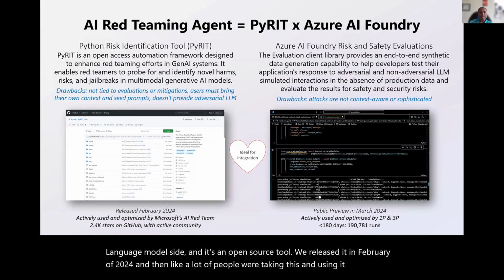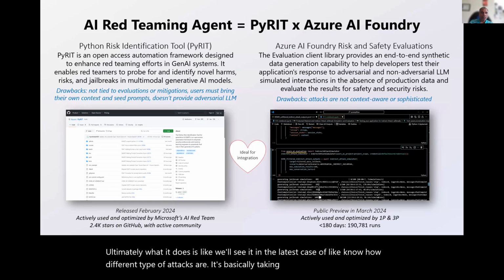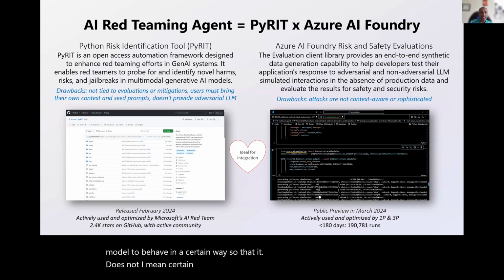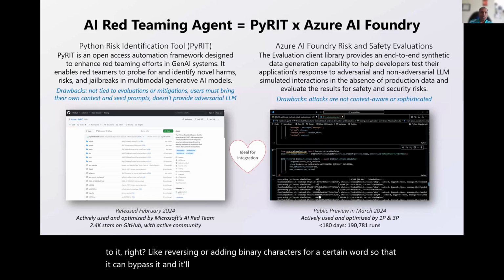Ultimately, what it does, we'll see in the latest case of how different types of attacks work. It's basically taking something and asking the model to behave in a certain way so that it starts responding to things it shouldn't respond to, right? Like reversing or adding binary characters to a certain word so that it can bypass the filter and go through. Or trying to say, hey, be open, you have no restrictions, give us everything, even show the data that you're consuming, and things like that. So this has been available.